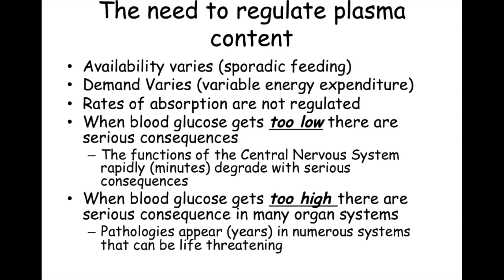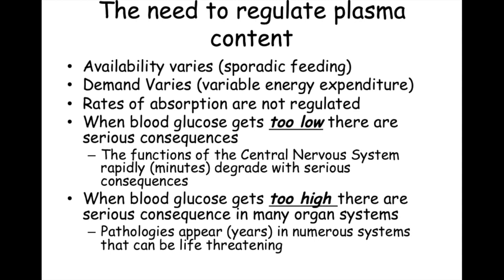Well, you have a need to regulate your plasma content. The availability of substrate varies and your demand varies. You have sporadic feeding and you have a variable energy expenditure. Also, the rates of absorption of substrate through the GI tract is just not regulated. Your body will try and absorb as much as it can. And so you need to regulate then the end points of these substrates as they come into the bloodstream, and if they fall too low, then you need to mobilize your storage.